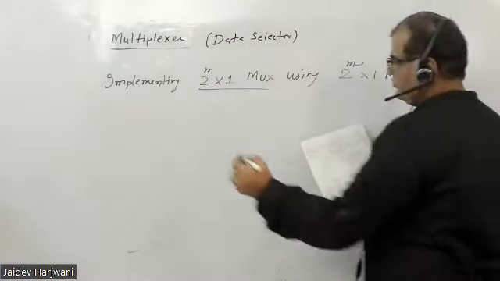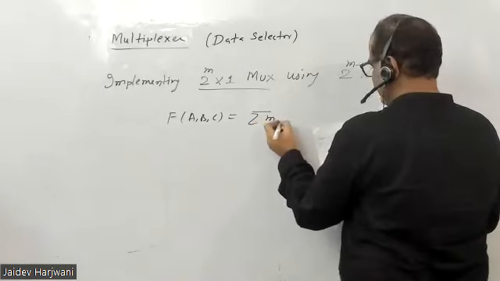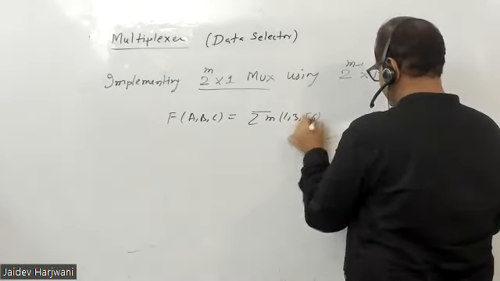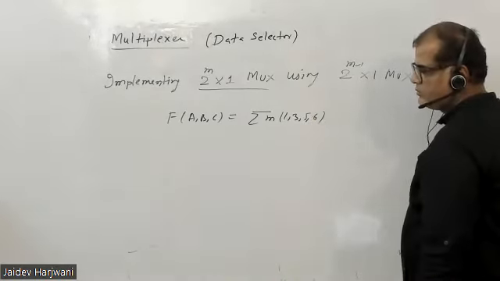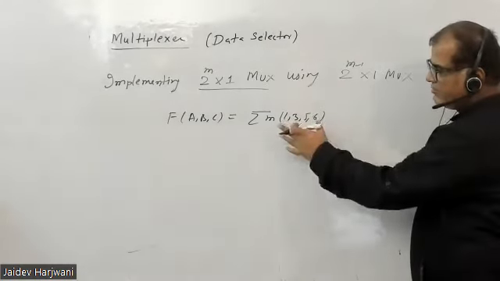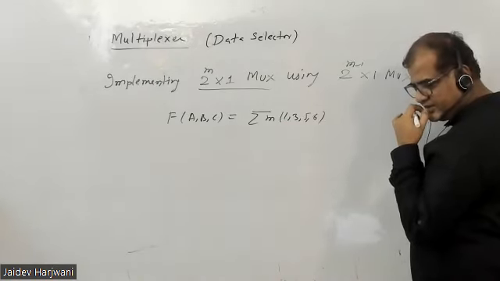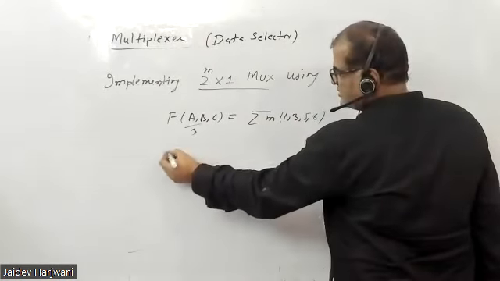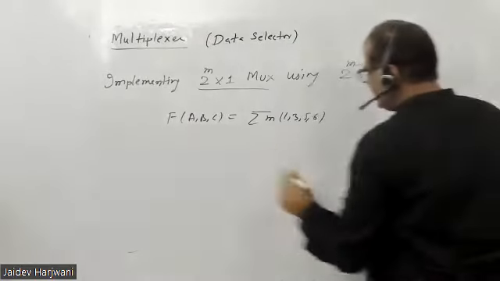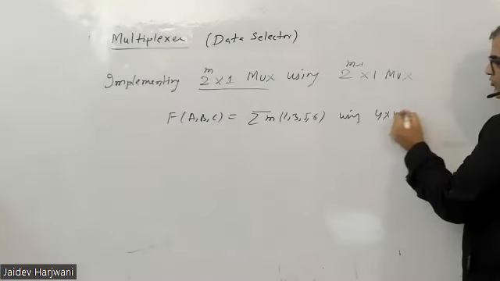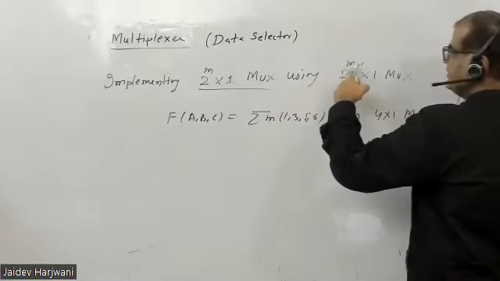For example, you have been given a question f(A,B,C) equal to m(1,3,5,6). Which multiplexer do you need to implement this? An 8 into 1 multiplexer. These are 3 variables, that is, you require a 2^3 into 1 multiplexer. But the question will say to implement this function using a 4 into 1 multiplexer, one power less: 2^3 into 1 is 8 into 1, 2^3 minus 1 is 4 into 1.